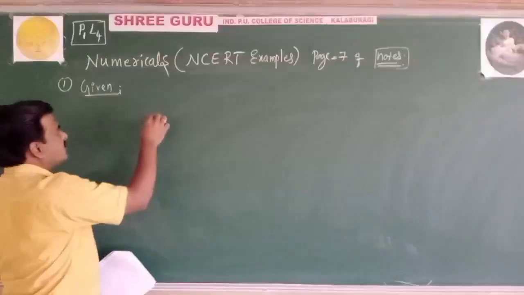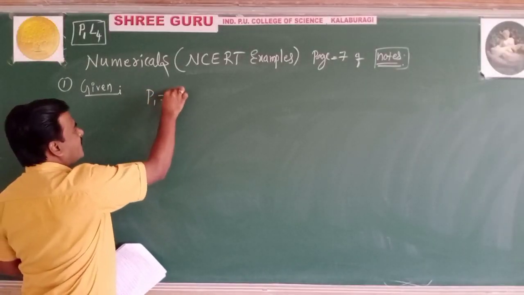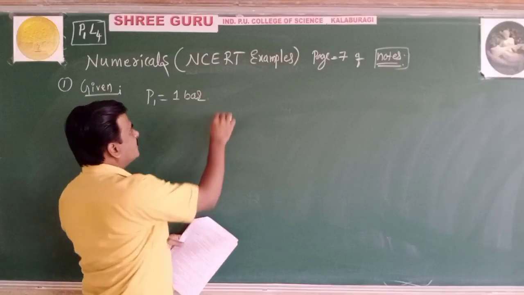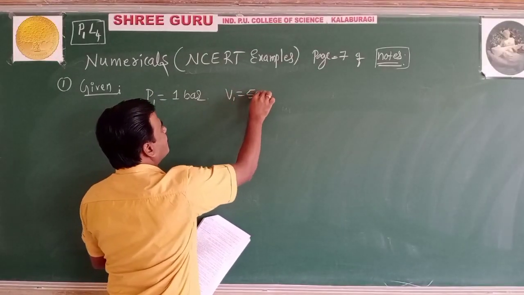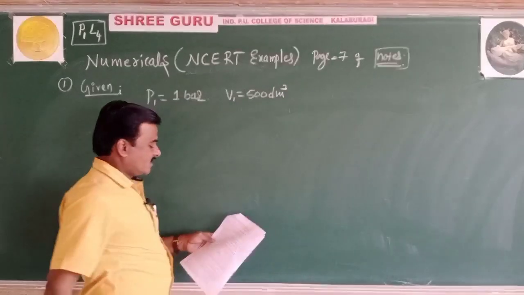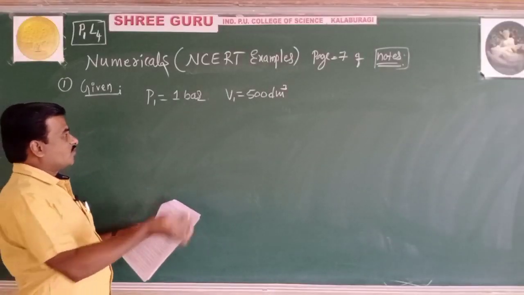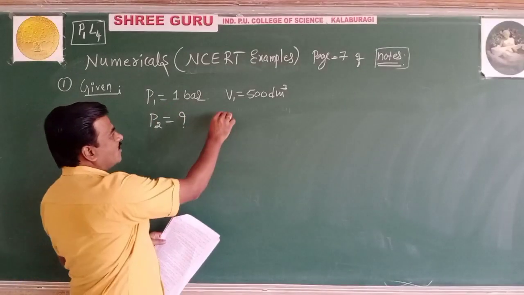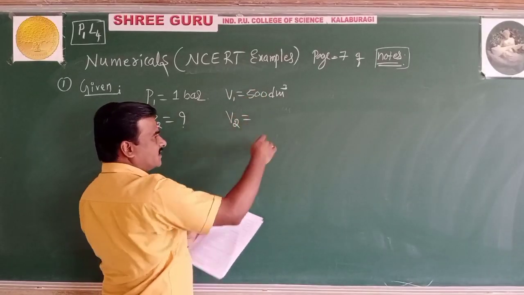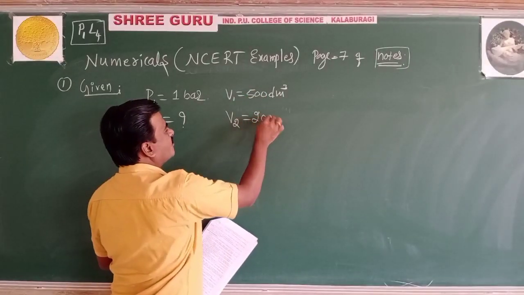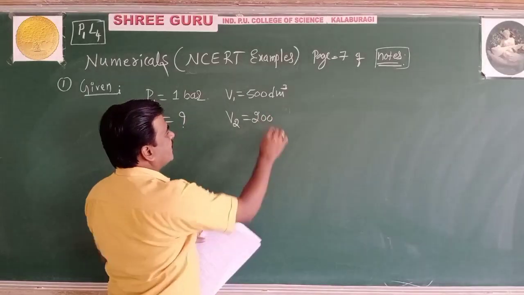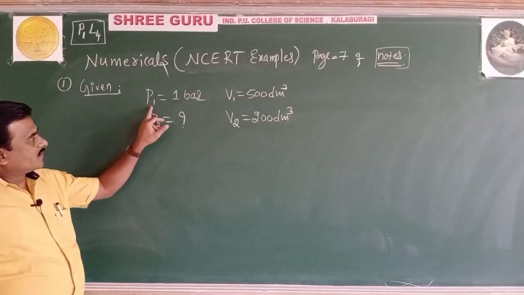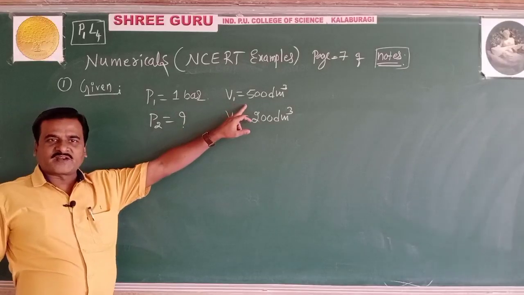Let's write the given data. What is the pressure? P1 is 1 bar. When the pressure is 1 bar, what is the volume? The volume V1 is 500 dm cube. Then next, what is P2? You are asked this only: the pressure required when the 500 dm cube is compressed to 200 dm cube. So this is the given data in the problem: pressure 1 bar, volume 500 dm cube.